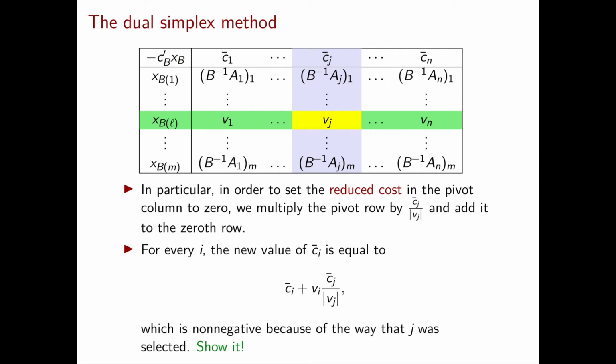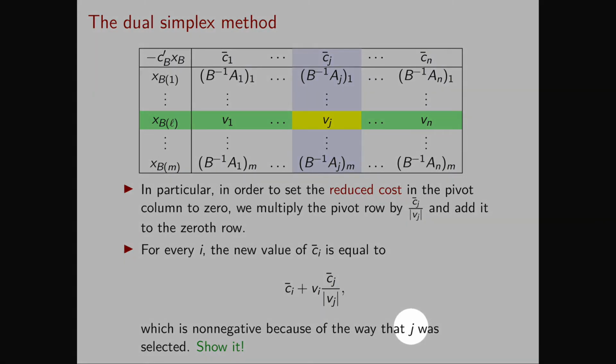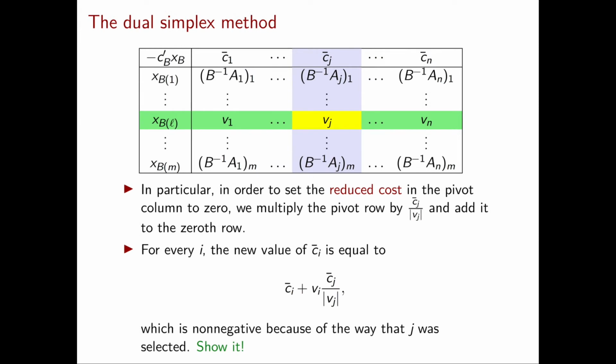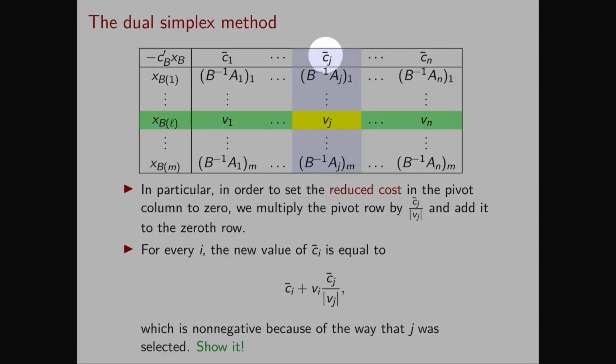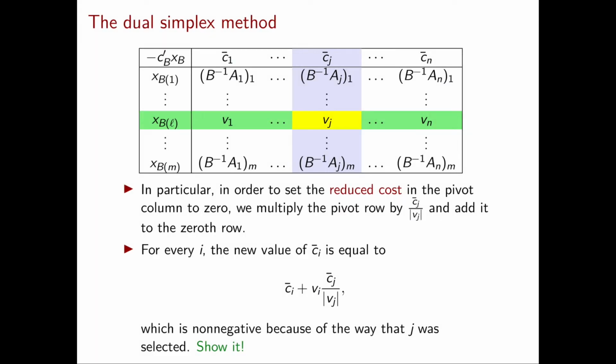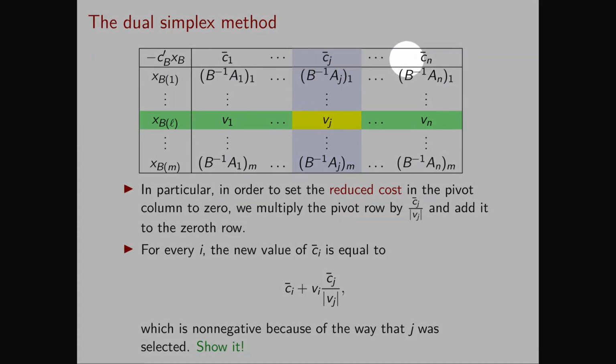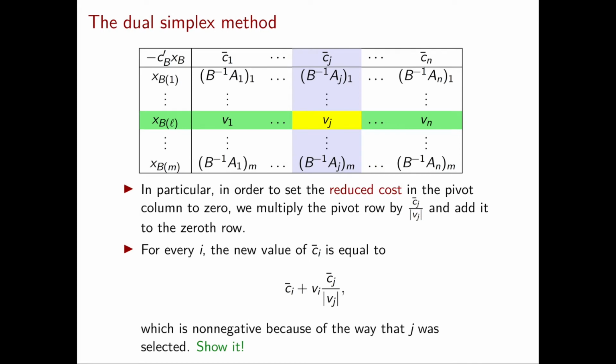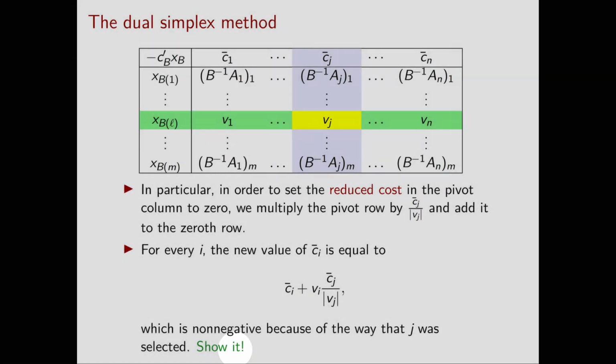Now that we've understood what happens to the reduced costs with our change of basis, we actually understand why we define the index j as we did. In fact, this choice of j allows us to obtain a 0 instead of C bar j, while keeping all the reduced costs non-negative, which we need to maintain dual feasibility. Of course, you should prove this statement.